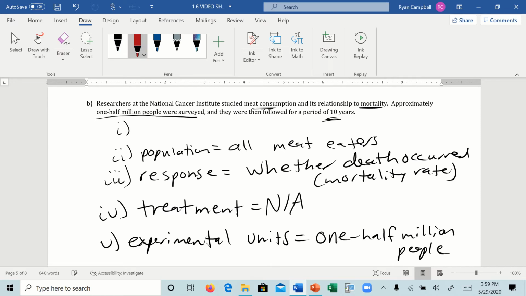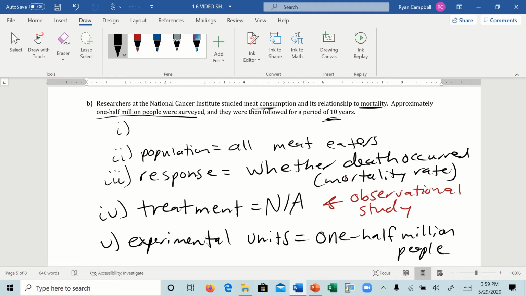Because if you look at another type of study, this is actually an observational study. Right? This isn't an experiment at all. And remember, observational studies don't have treatments. Aha, that was a trick. Gotcha. Or maybe not. Maybe you got me.